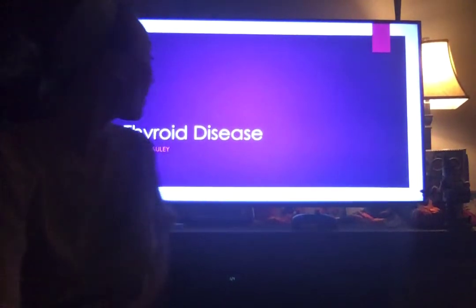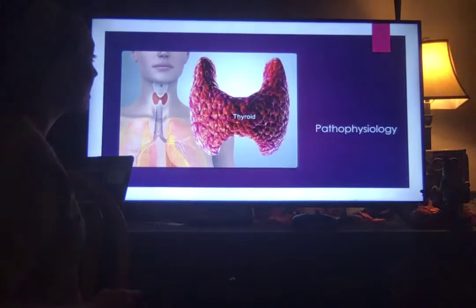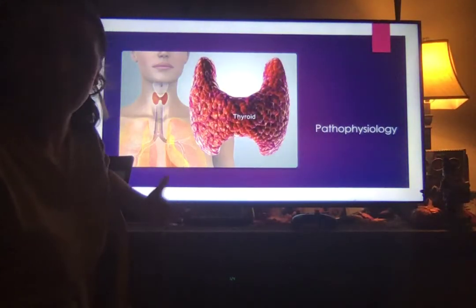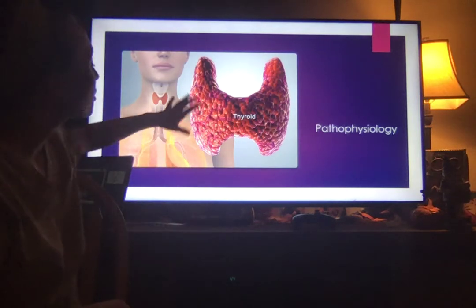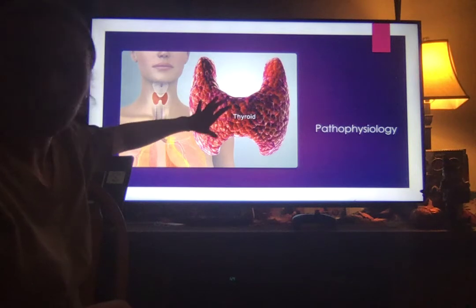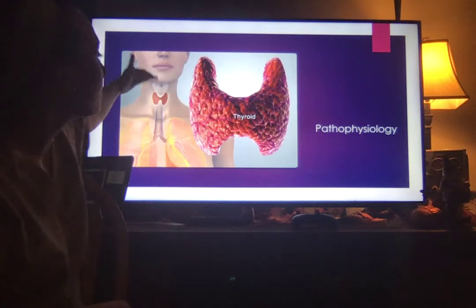Sorry about that. All right, so we're going to first start by talking about the thyroid and exactly what that thyroid is and the pathophysiology behind thyroid disease. So your thyroid is a butterfly-shaped gland that's located on the front of your neck right above your trachea.